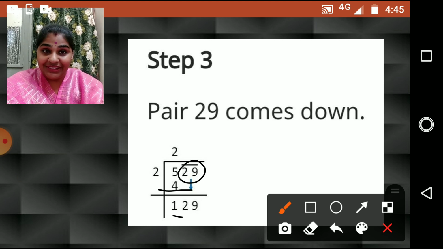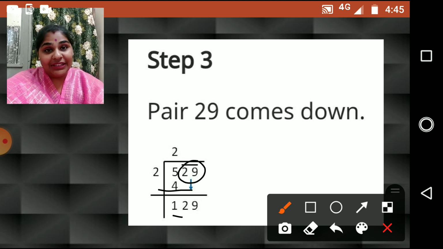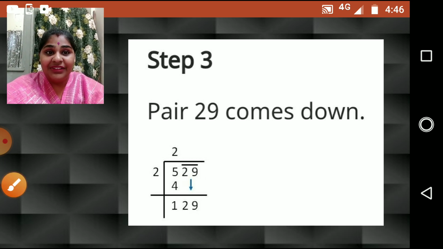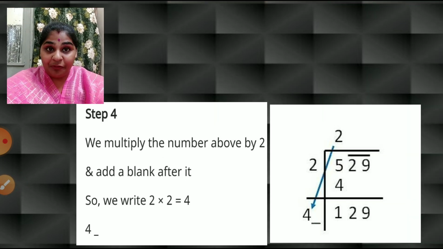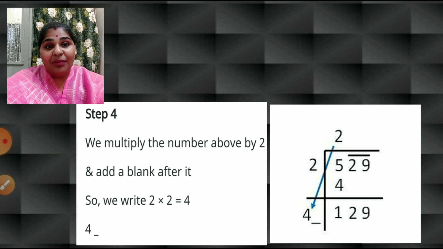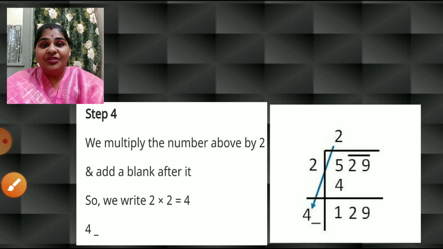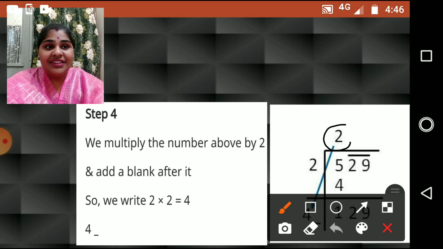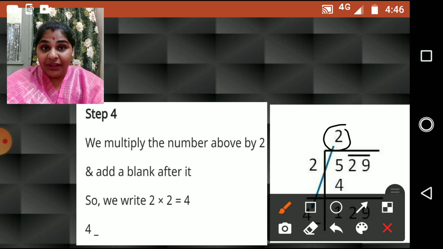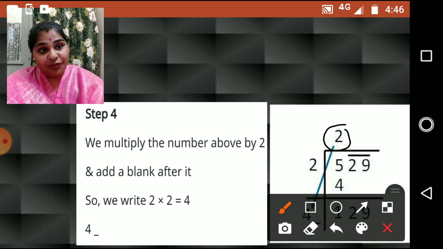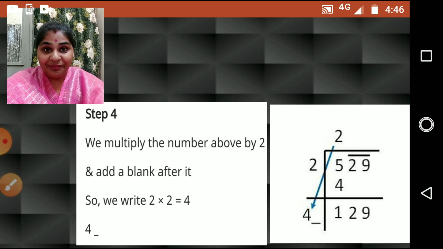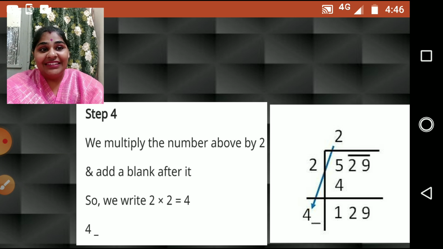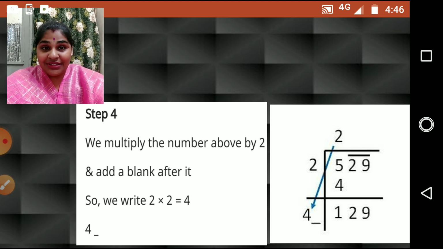In normal division we take one digit, right? Here you have to take a complete pair. I hope this is clear. So now the number at the bottom is 129. All right, now step 4 is we multiply the number above by 2. Here you can see, children, this number we have to multiply by 2. So double it always. 2 into 2 is 4. That 4 you have to take down over here. The arrow mark is shown.